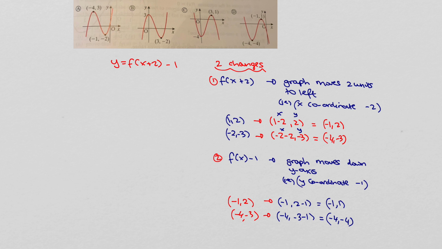So it's a bit like your input, output. Okay, so what adjustment have I made? And then write down your coordinates. So now we look and we see, can we identify a graph with -1, 1 on it, and -4, -4 on it? And we can clearly see that it's graph D. So we say, therefore, this function is D.